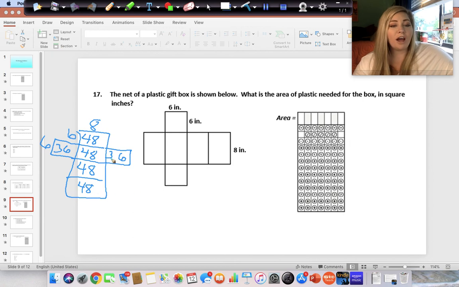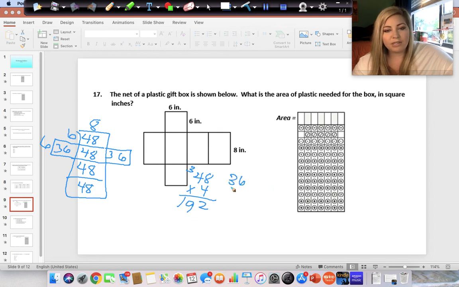Okay, and then once you've got all of your numbers written inside the boxes, you're just adding them together. So we've actually got 48 times 4 because there's 4 48s, right? 8 times 4 gives us 32. 4 times 4 is 16, 17, 18, 19. That's 192. 36 plus 36 gives us 12 here. Carry the 1, that's 7.